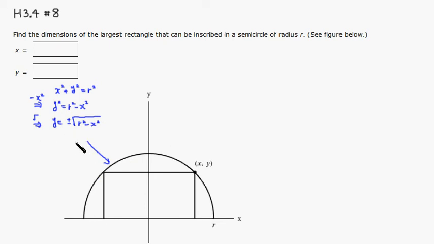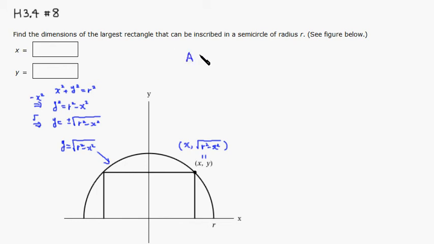In this case, we're looking at the top one, so the equation for that is y equals the positive square root of r squared minus x squared. So any point on the semicircle can be written as (x, y), which is (x, square root of r squared minus x squared). Since we want to maximize the area, let's write the expression for the area.